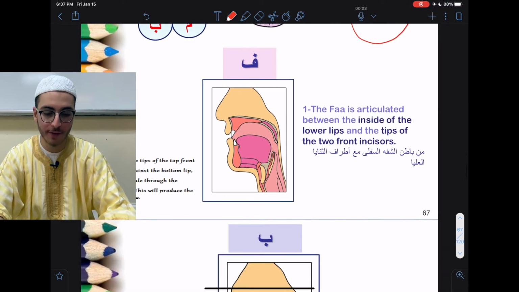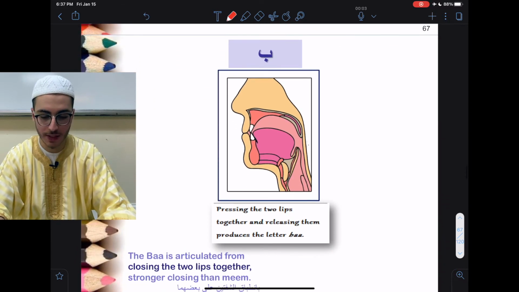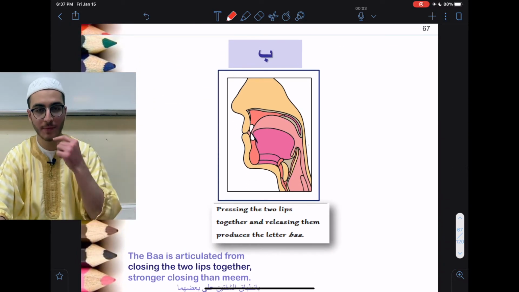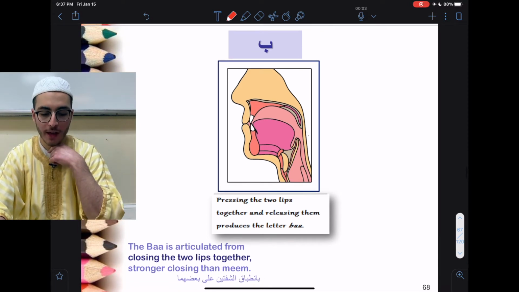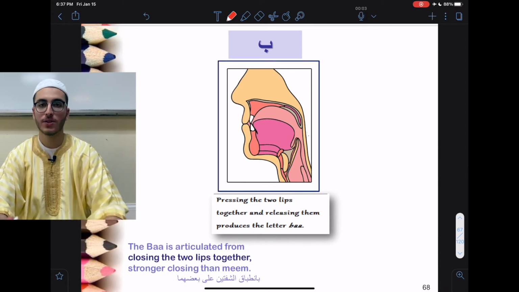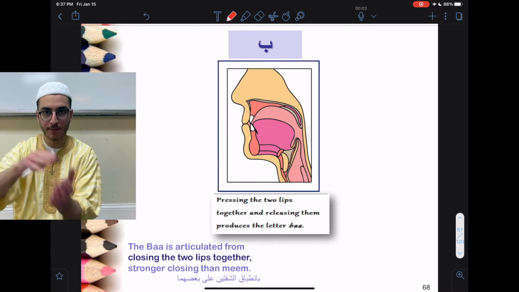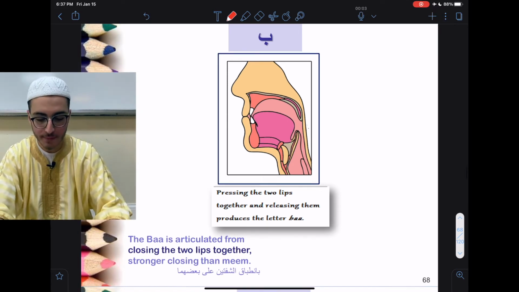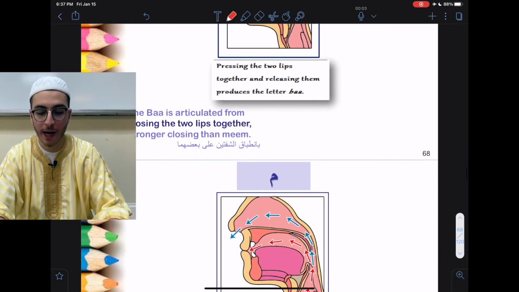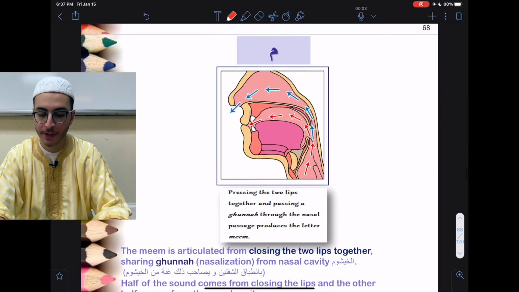And then we have ba, mim, and waw, when waw is not a letter of med, from the actual lips itself. Ba is a letter of qalqala. So it's when your lips have a strong closing. Ab, bab. Okay? That should be no problem. We have the letter B in English.